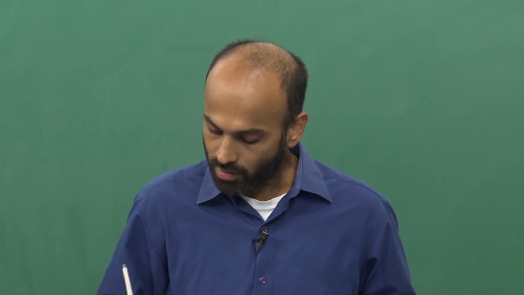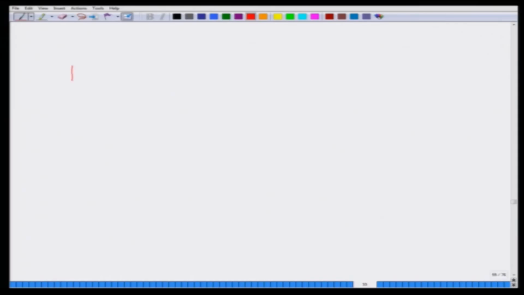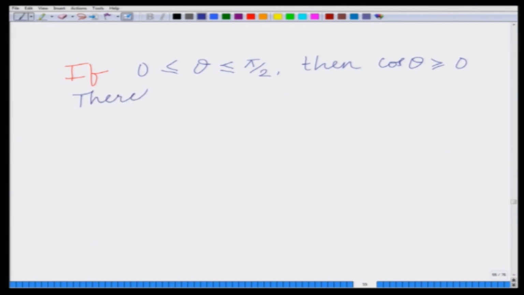Correct. And now you can see from this expression that if 0 ≤ θ ≤ π/2, then cosine θ is positive, or cosine θ is greater than or equal to 0. Therefore, Fr, which is equal to Fc plus V cosine θ by C times Fc, since cosine θ is positive, is greater than or equal to Fc.